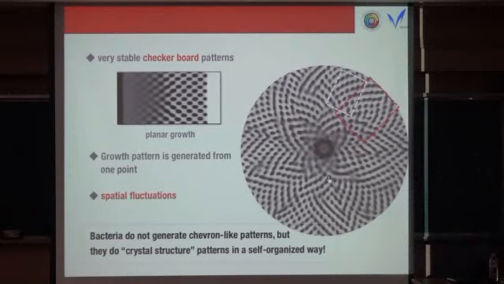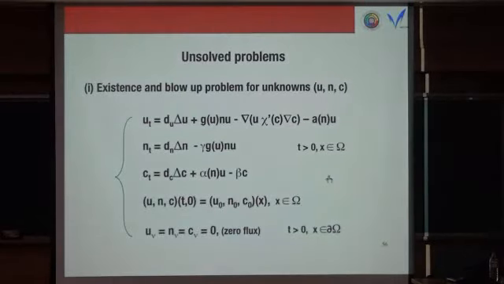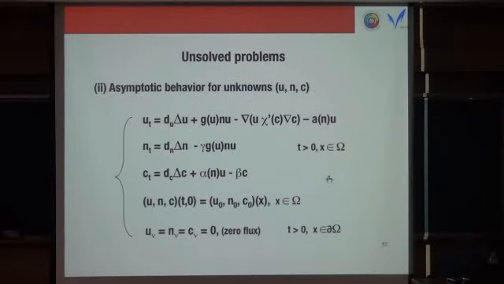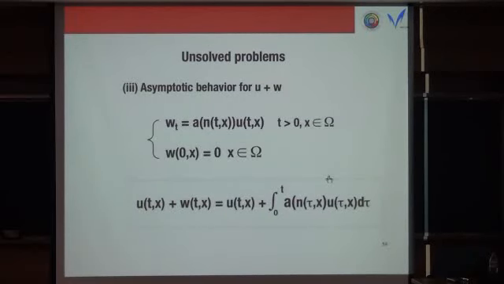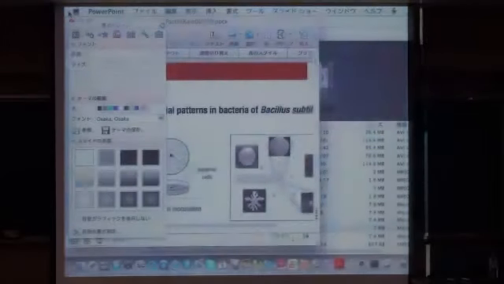Okay, so sorry. Now I just say a few words. Of course, there are many unsolved mathematical problems. One is the existence and blow-up problem for the unknowns u and so on. Still, we have to think about that. And also the asymptotic behavior. In 1D, okay, but in the higher dimensional case, we have not yet done it. And also we want to know the profile of W. So W is given by this one, okay?